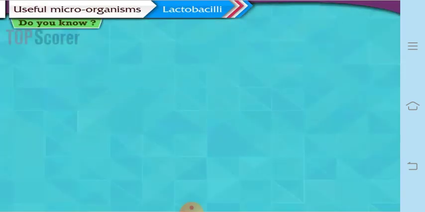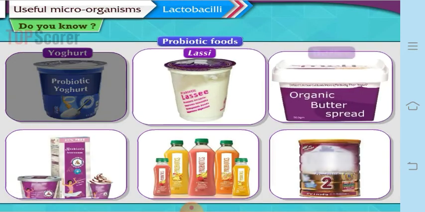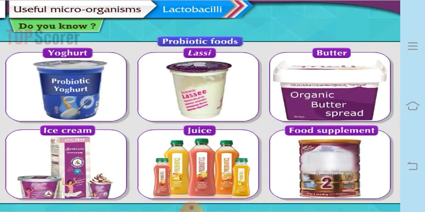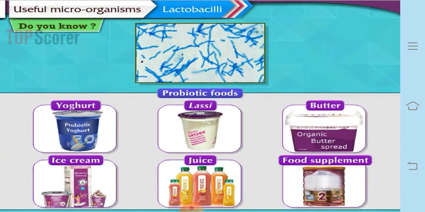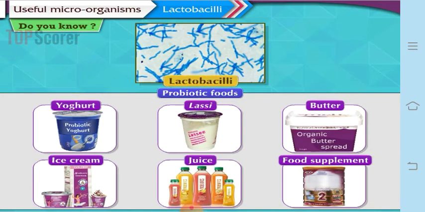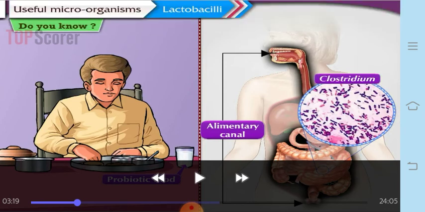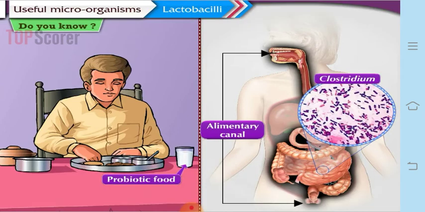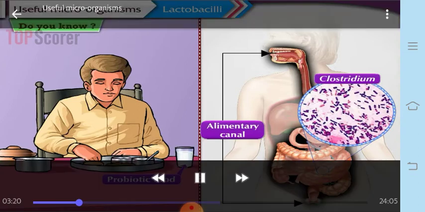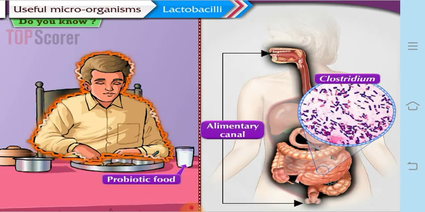Fine. So do you know that even probiotics nowadays are popular? Why are they popular? Because useful microbes like lactobacilli are added to these eatables. Such eatables are healthy because they kill the harmful bacteria like clostridium in the alimentary canal and help to improve the immunity. So probiotics are very useful whenever we have any indigestion problem.